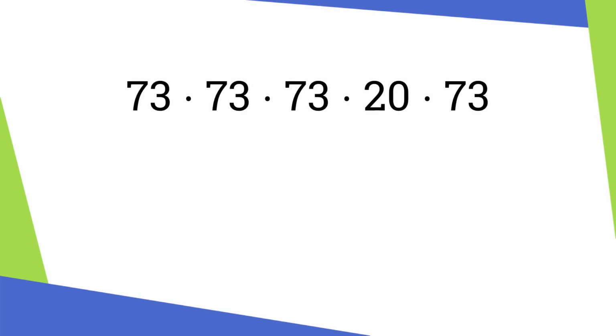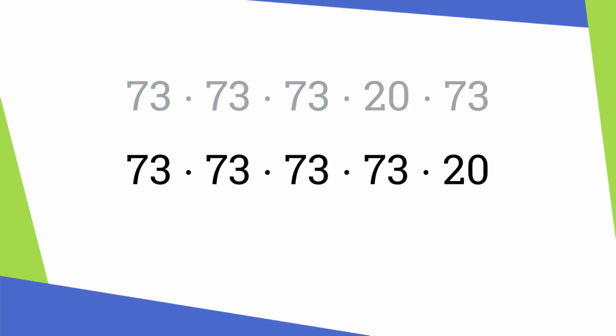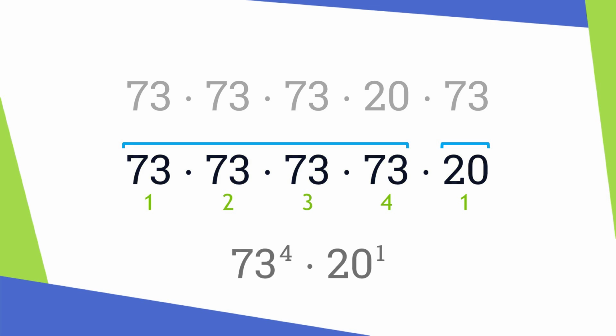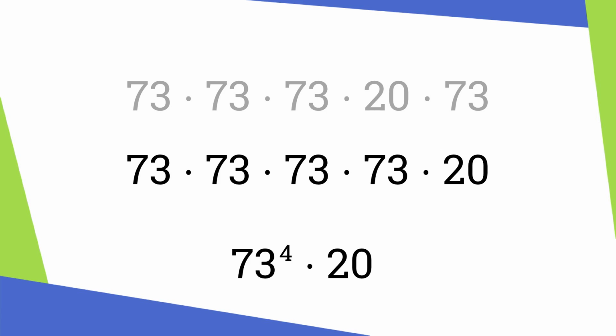What about this one? We have 2 bases this time as well, 73 and 20. Notice the bases don't have to be grouped together. That's because multiplication is commutative, and this expression could have just as easily been written like this. We have 73 used as a factor 4 times, but 20 is only used once. Using exponents, we can rewrite this as 73 to the 4th times 20 to the 1st. Since 20 multiplied only one time is just 20, we can actually simplify this again as 73 to the 4th times 20. Anytime you have an exponent of 1, you can write the base without any exponent.